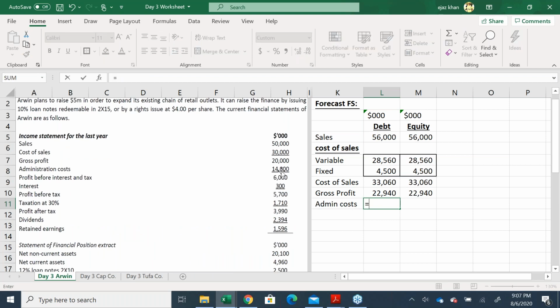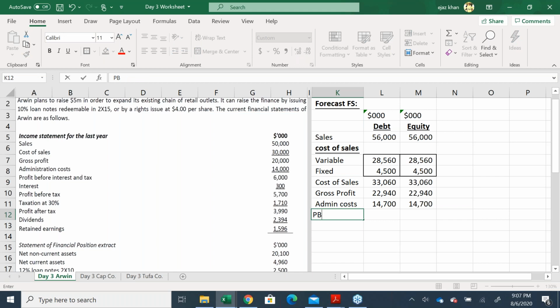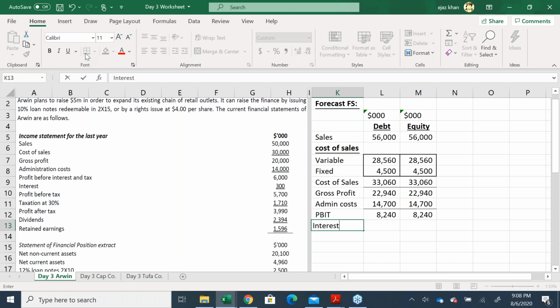So the existing one is 14,000 and 1.05. We'll increase it by 5% and write it here. Okay, then comes profit, PBIT. Let me write. So PBIT figure, we've got the PBIT figure as well. Okay, after PBIT we have interest. Okay, now here is where things will change. The interest cost in case of debt financing will now be different.